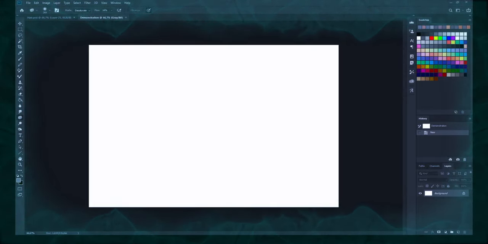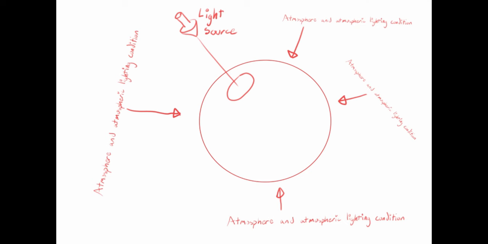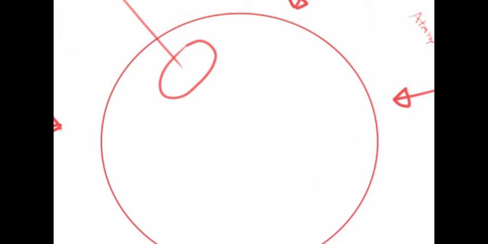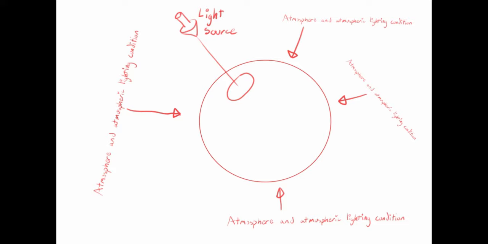WLOP has a great understanding of, well, everything, but especially light and the phenomenon called atmospheric light, which is light reflected from the atmosphere to the surface of the object that isn't facing a light source. That's a bit of a mouthful, so you might want to digest that one.